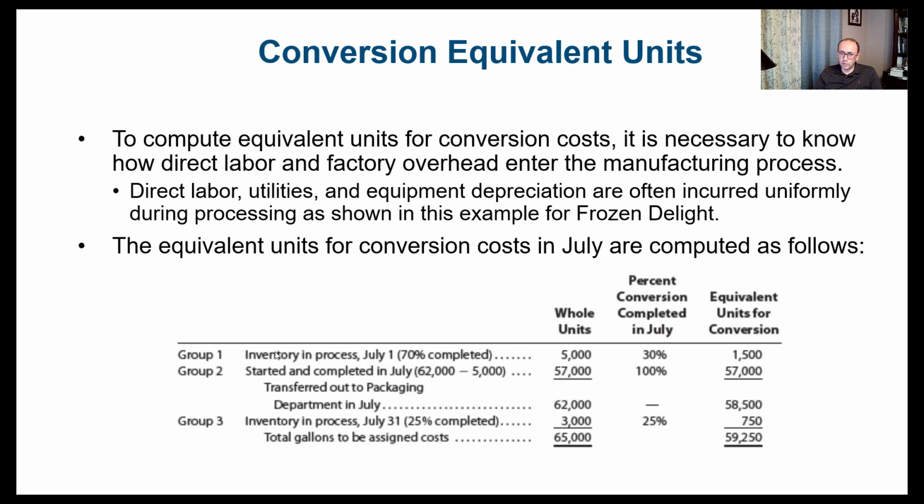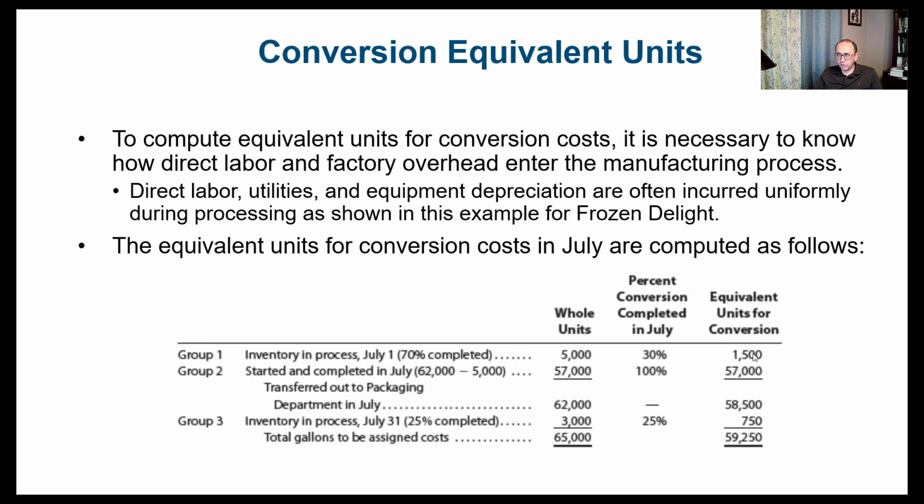We have group number 1, inventory in process. Remember, it was 70% completed, so the whole units are 5,000, but we have 30% that we completed during the month of July. So the equivalent would be the 5,000 multiplied by 30%, and that's going to be 1,500. Remember, for the direct material, we assume that it's 100% material, and then the percentage was 0. So we had 0 equivalent units.